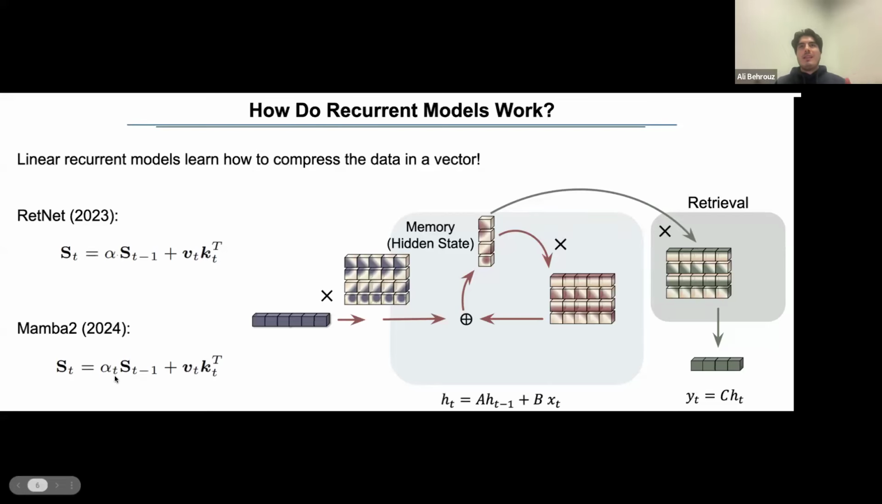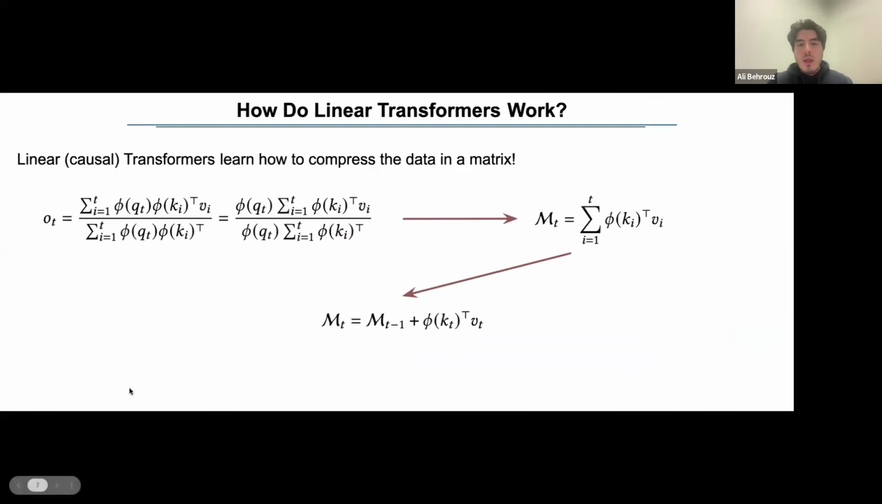So we can see that we are not making fundamental changes to the architecture, but we are changing some details to help the model manage the memory better. Now let's look at linear transformers. And what does linear transformer mean?